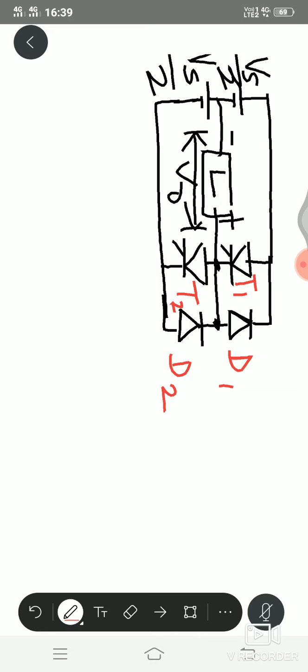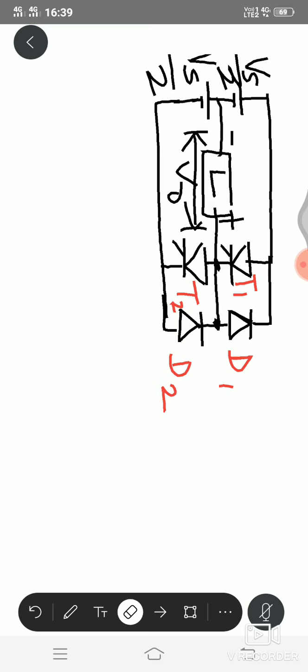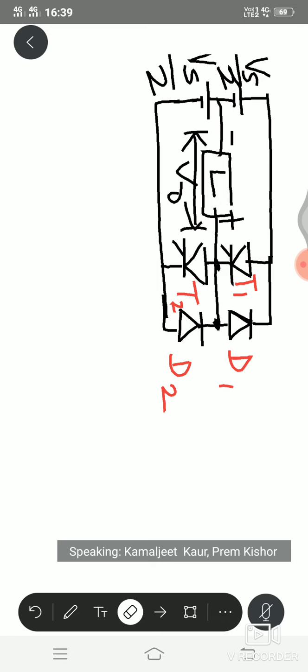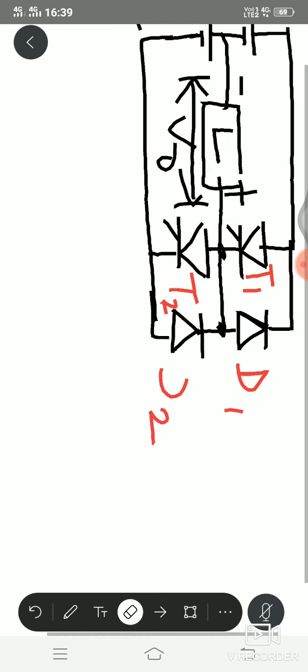Okay, the diagram is over. So you can see, tell me if the diagram is complete. Okay. Inverter is quite easy compared to your rectifier. Rectifier is a bit tough, but inverter is very easy. Okay, draw the diagram properly.